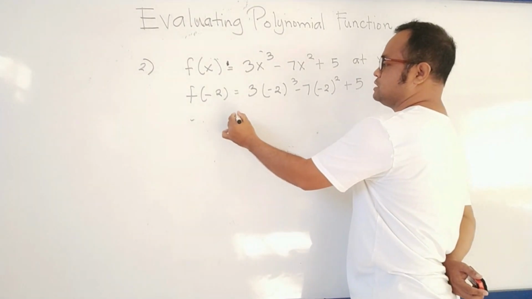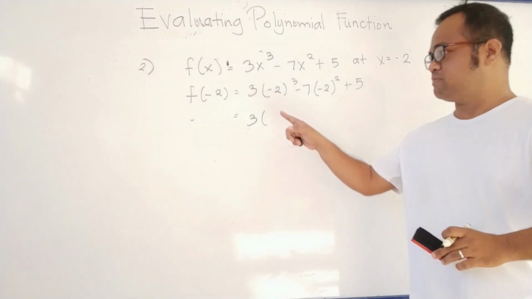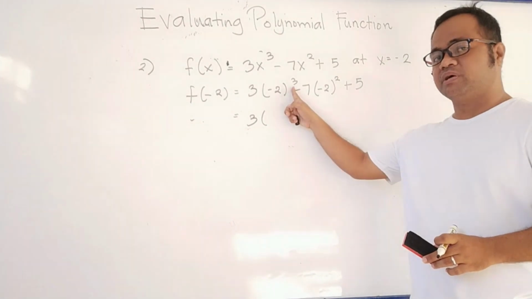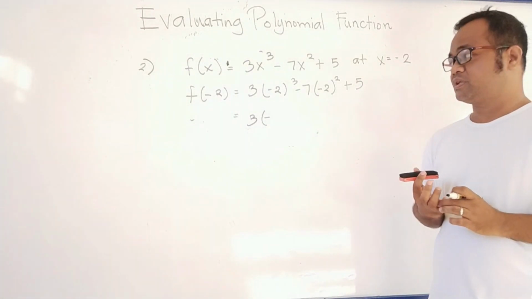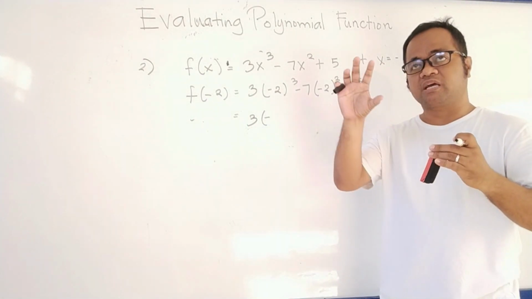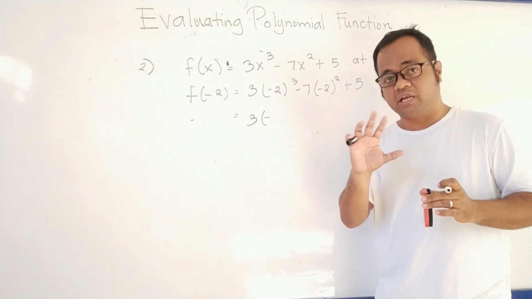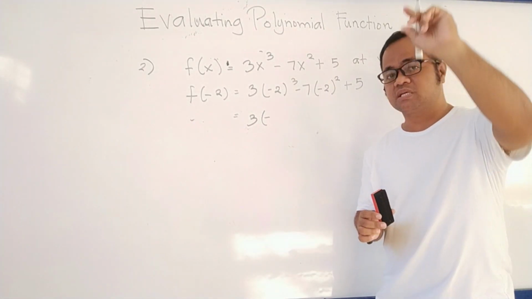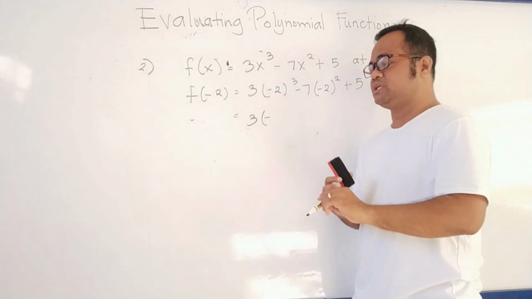Then evaluate it. So we have 3 times. Okay. The base is negative and the exponent is an odd number. So meaning to say that the answer is automatically negative. So, let's repeat: if your base is negative and the exponent is odd, your answer must be negative. Para hindi na kayo nalilito how to evaluate negative signs. Remember, negative ang base, odd, so negative ang sagot. 2 times 2 is 4 times 2 is 8.